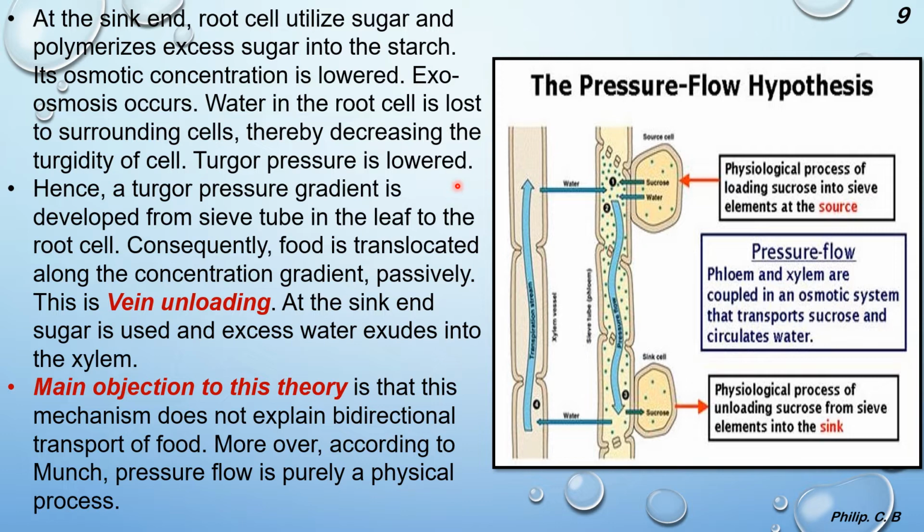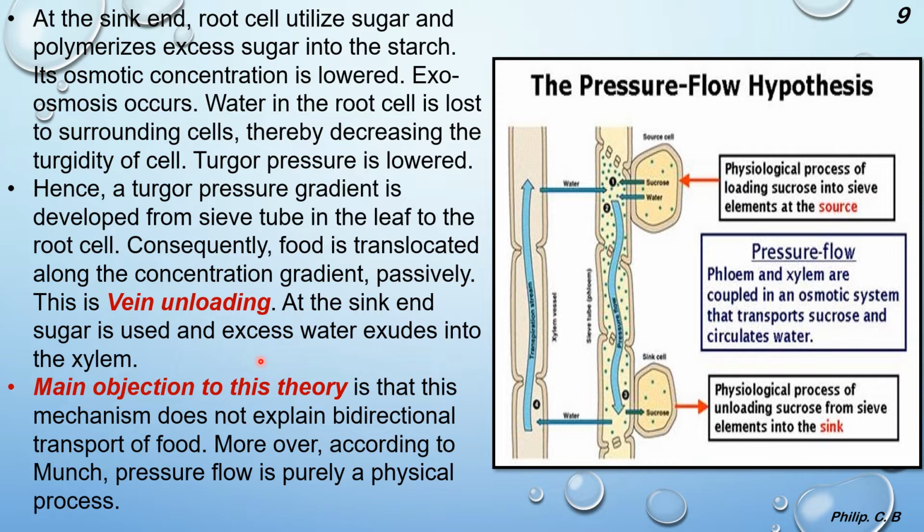So pressure is lowered. Hence, a turgor pressure gradient is developed from the sieve tube into the leaf to the root cell. Consequently, food is translocated on the concentration gradient. Passively, this is vein unloading. At the sink end, sugar is used and excess water exudes into the xylem.